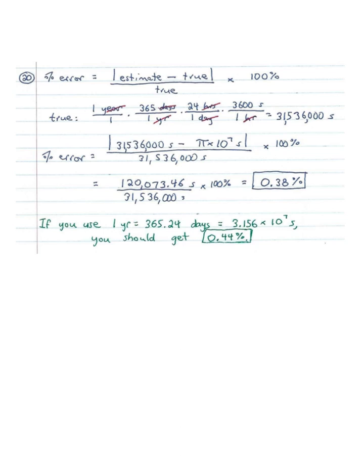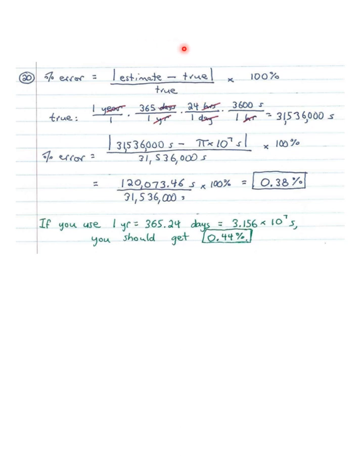Number 20 says a year is very nearly pi times 10 to the 7 seconds. By what percentage is this figure in error? So we're going to think about the percent error, which is very similar to solving for percent uncertainty in measurements. Here is the formula for percent error. It's the absolute value of the estimate minus the true value divided by the true value.